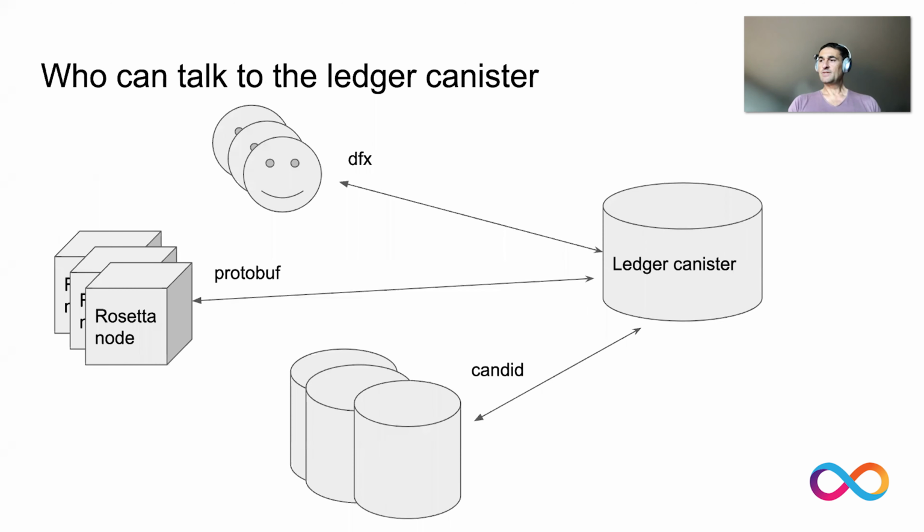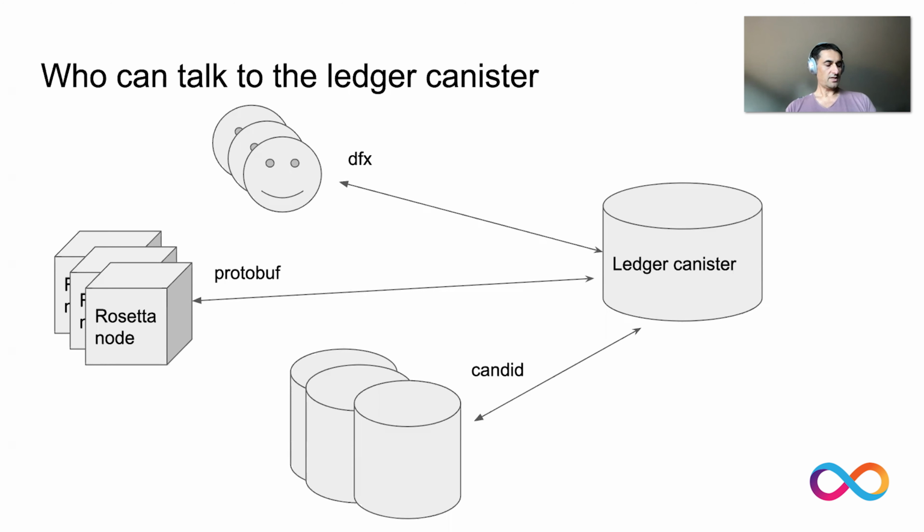Just to put my presentation in context: who talks to the ledger canister nowadays? On the one hand, we have the users that talk to the ledger canister using DFX, and for DFX the ledger has one set of interfaces. Then there are the Rosetta nodes. I'm not going to go into too many details about Rosetta nodes, but I'm going to give a high-level description of what these are.